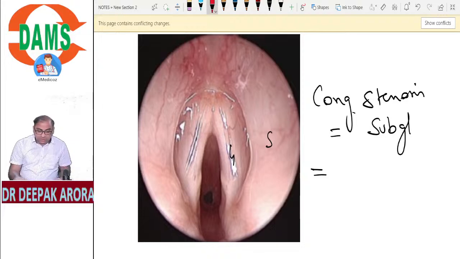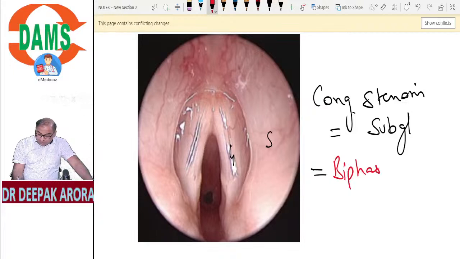So which symptom will be there? You people tell me. All these are complications: injury to the nerve, injury to the area, recurrence. Can you tell me in the chat box? It is subglottic stenosis. If it is subglottic stenosis, what will be the formula for the symptom? Subglottic area. It will be biphasic dyspnea.